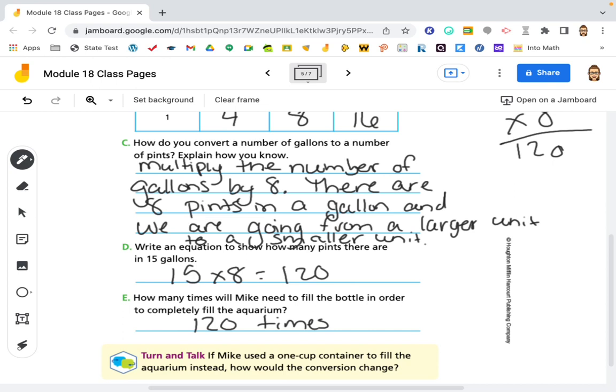So that is all for today's lesson. Hopefully you're now able to solve problems involving conversions within the same system of measurement. And remember, in order to be a math person, all you have to do is be a person and do math.